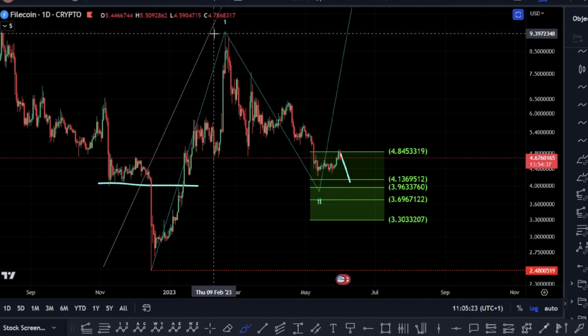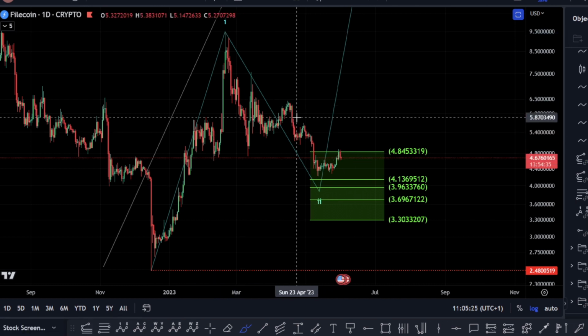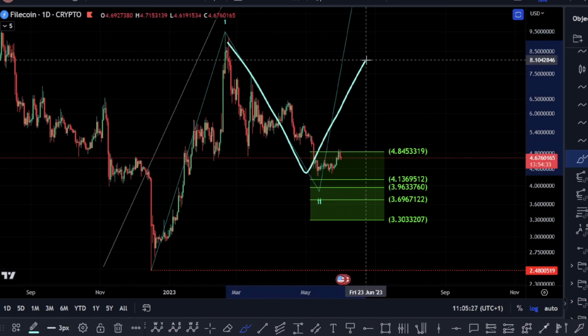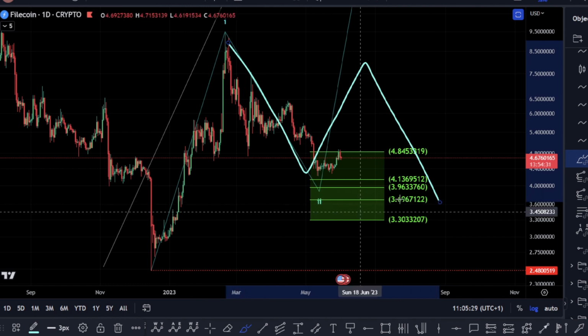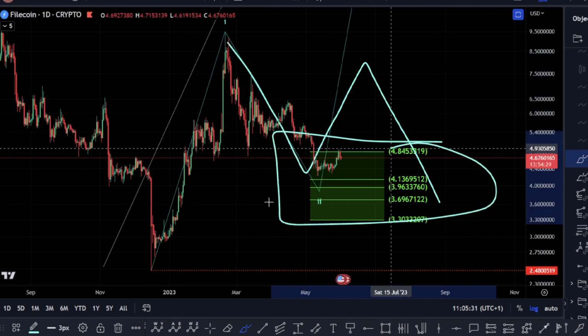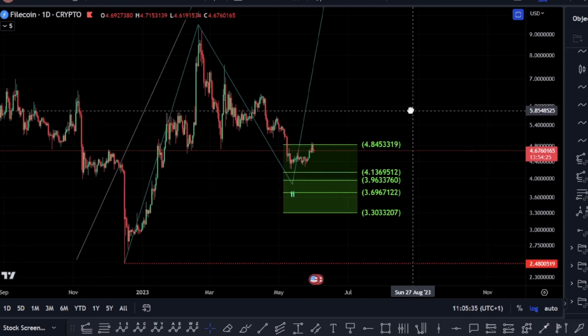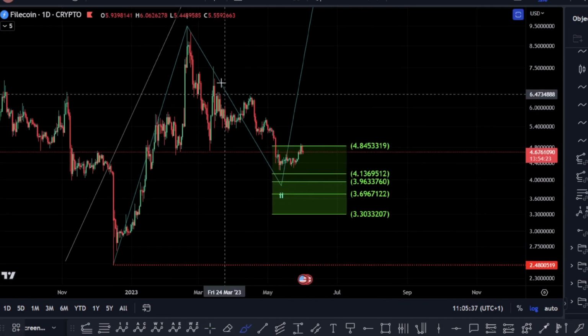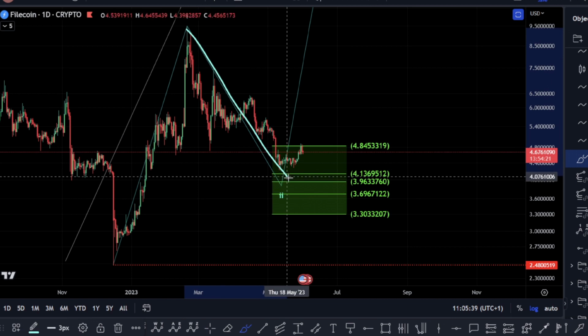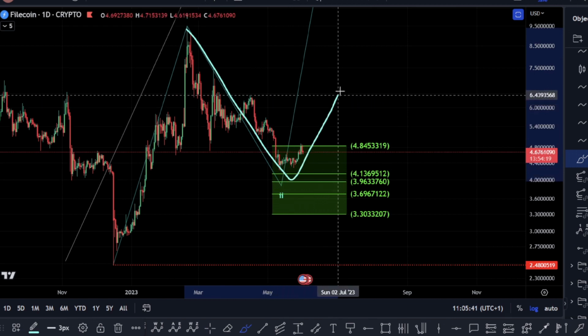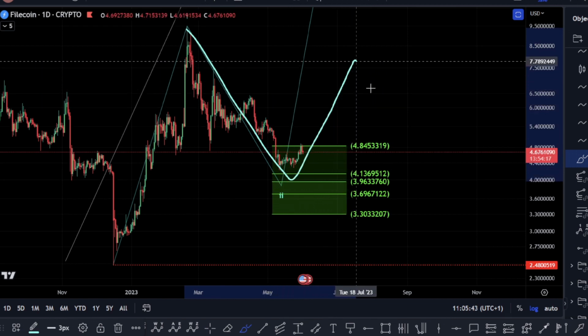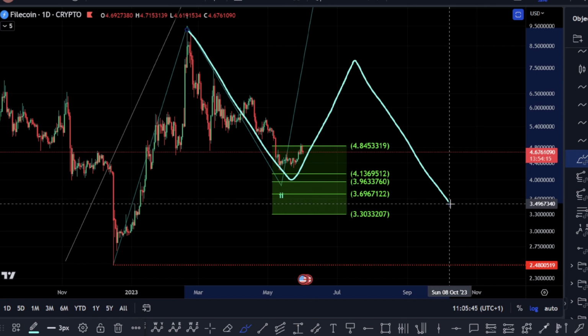Obviously, until we actually take this high, we need to be cautious that there is always the potential that this could become A, B, and then C, and it would still not invalidate this idea of finding support and looking to push to the upside. But what it would then mean is that this is going to take a lot longer to play out, because we'd be looking for this to complete, then we'd be looking for a B wave to the upside, and then we'd be looking for another C wave to the downside.